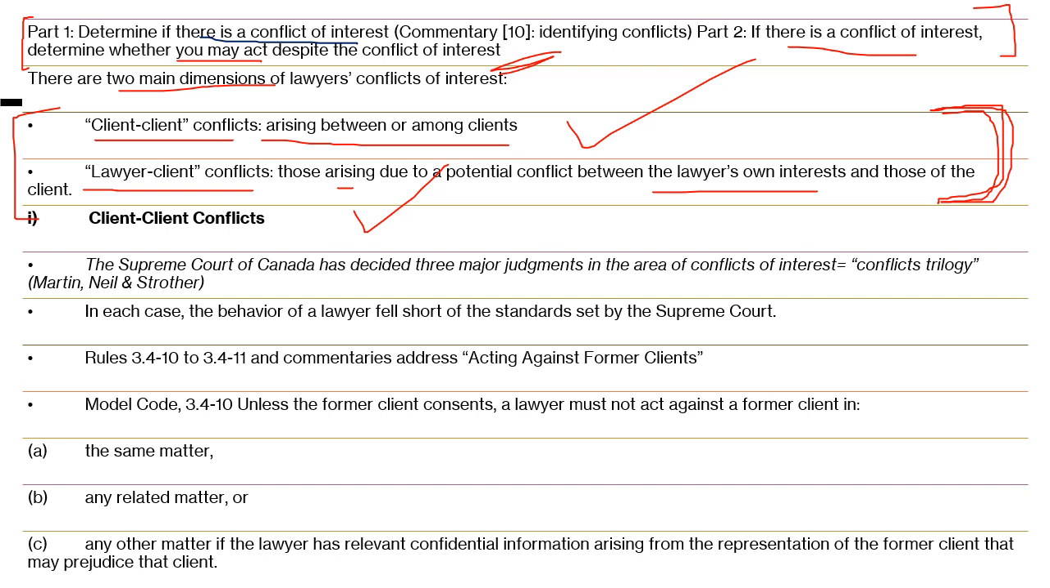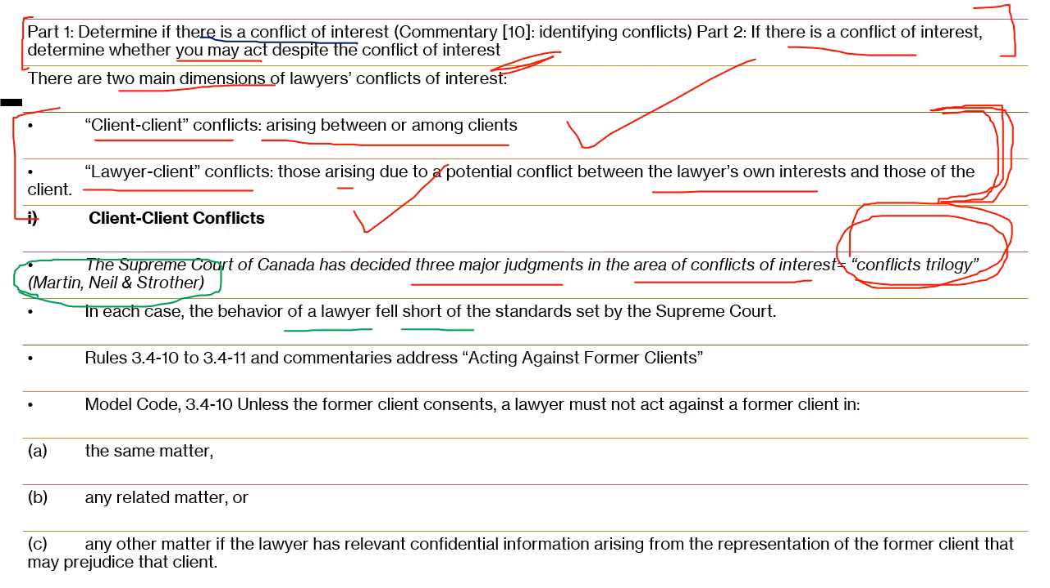For client-client conflict, the Supreme Court of Canada has decided three major judgments in the area of conflict of interest. These are known as the conflict trilogy. If you get a question on client-client conflict, you will be referring to all three cases in your answer. In each case, the behavior of the lawyer fell short of the standard. So here in this case, what happened? The lawyer moved further without resolving the conflict. So there was a straightforward conflict of interest.